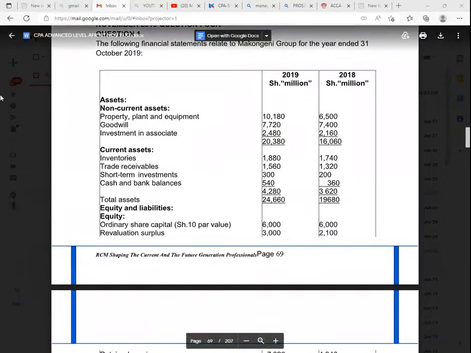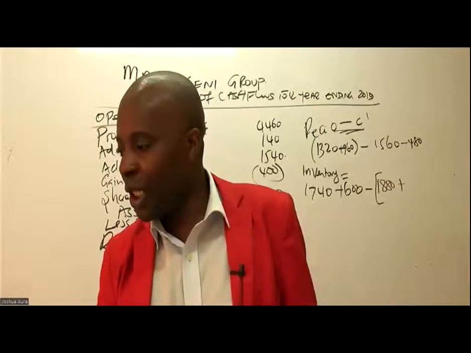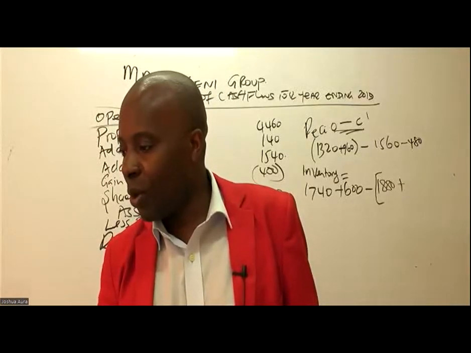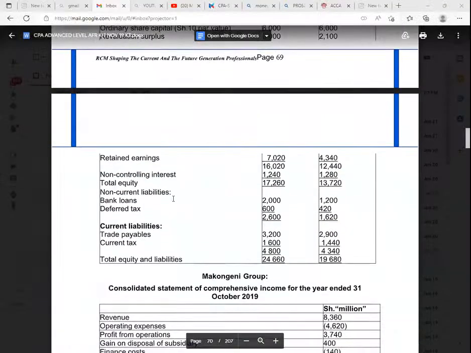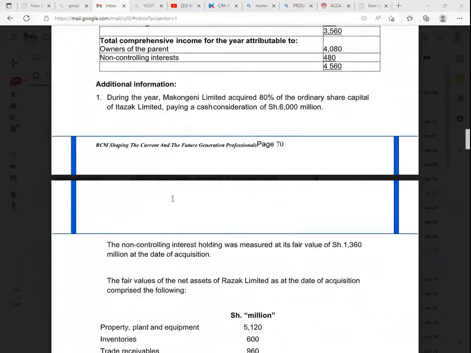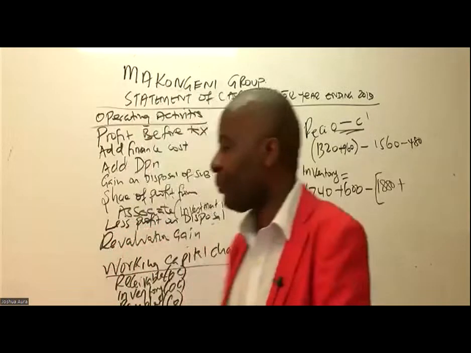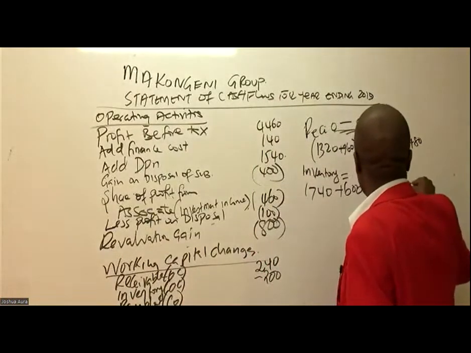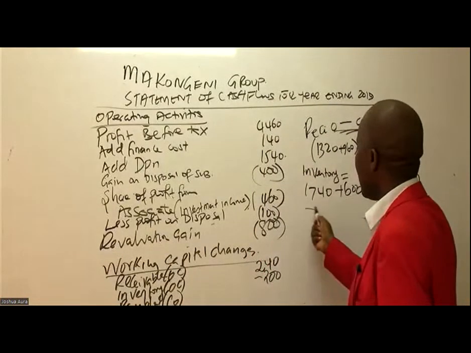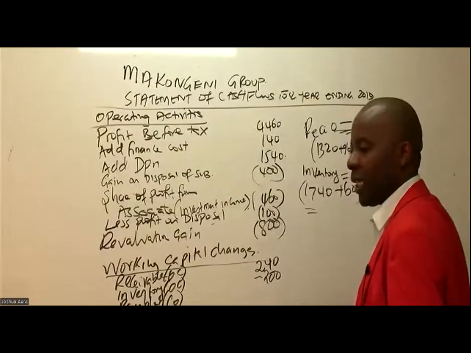Closing inventory for the current year is 1880, plus the inventory that went off the radar with this disposal. The disposed one went away with 660. I'll come and add it to this one here, 660 like that. So could you kindly give me the final answer?